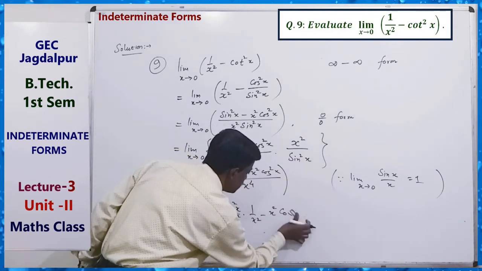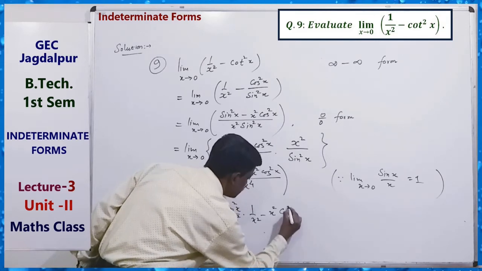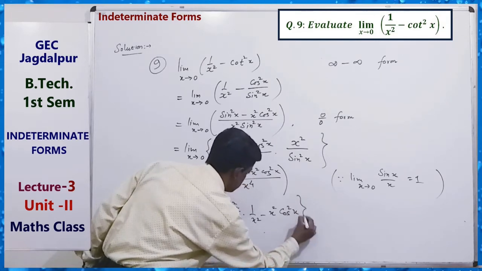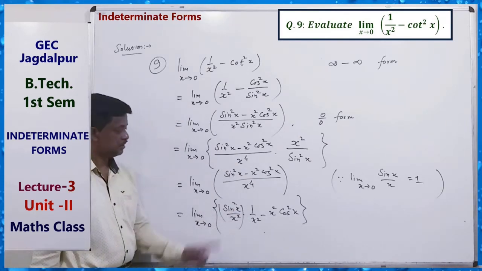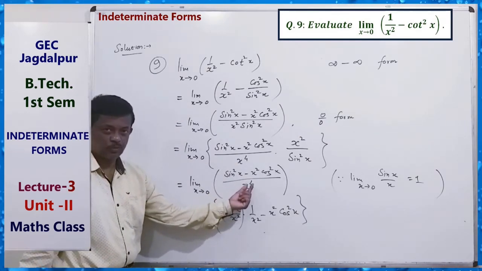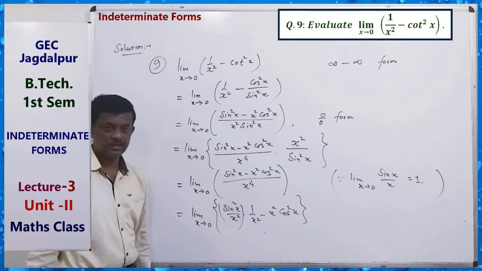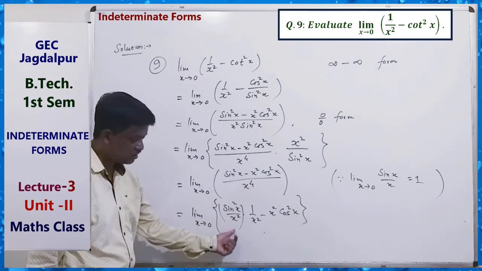Cos square x. We can write it like this: sin square x by x to the power 4. So x square is here, x square is here. So sin x by x, the limit is 1.